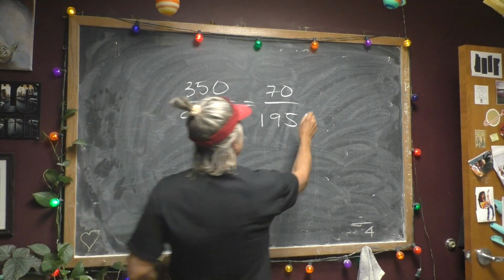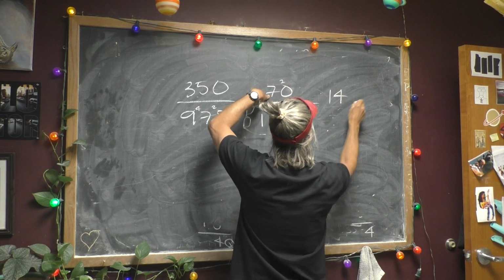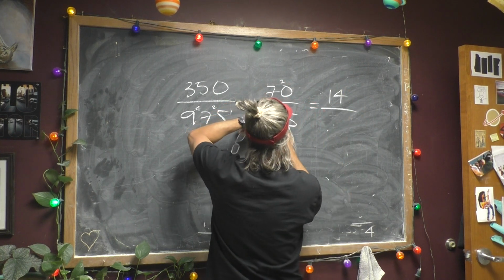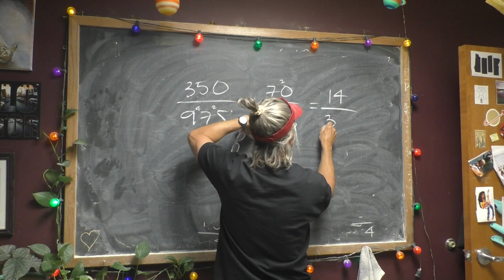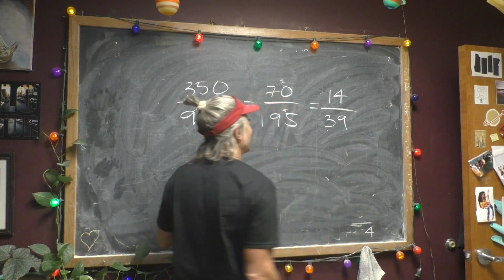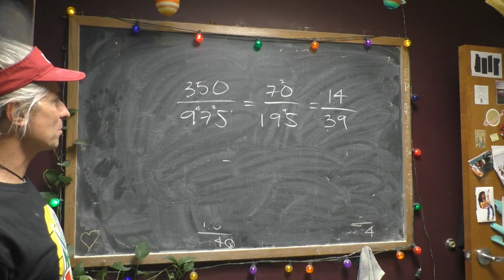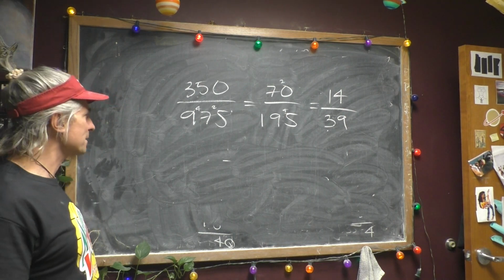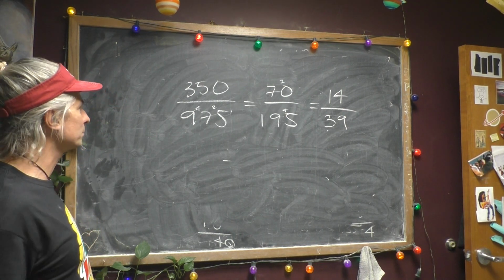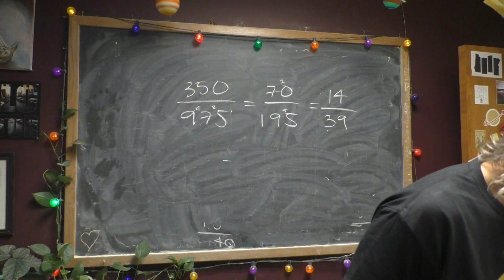All right. So 5 goes into 7 once, carry the 2. That's going to be 14. 5 goes into 19 3 times, and carry the 4, 45, so that's 14/39ths. And that is as far down as we can go. Wow, that's crazy, 14/39ths. I would have never. I would have never. Okay, so that's that one.